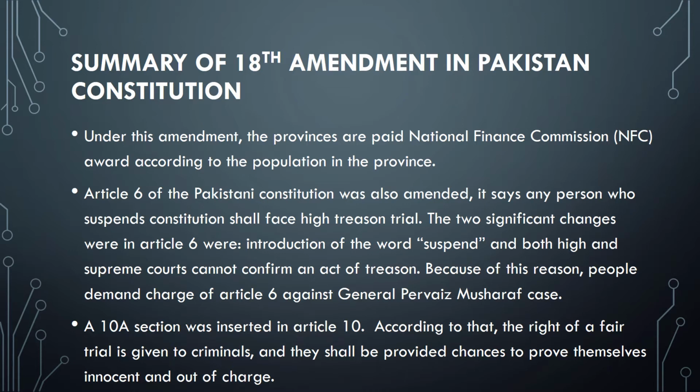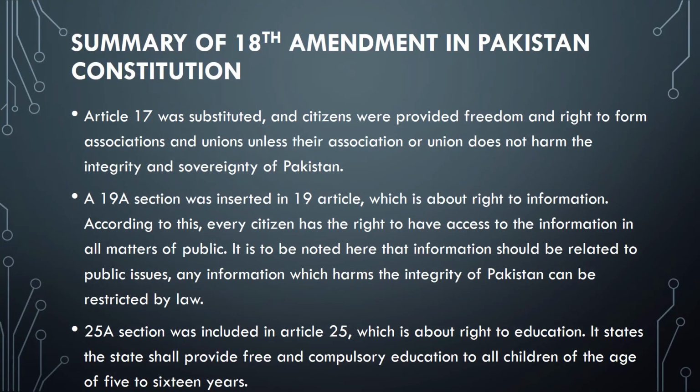A 10A section was inserted in Article 10. According to that, the right of a fair trial is given to criminals, and they shall be provided chances to prove themselves innocent and out of charge. Article 17 was substituted, and citizens were provided freedom and the right to form associations and unions unless their association or union harms the integrity and sovereignty of Pakistan. A 19A section was inserted in Article 19, which is about the right to information.